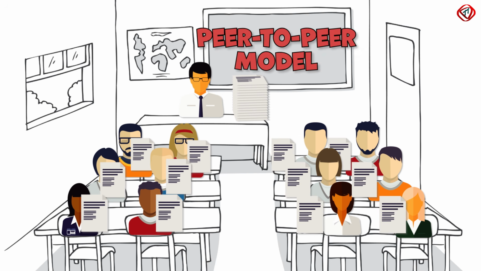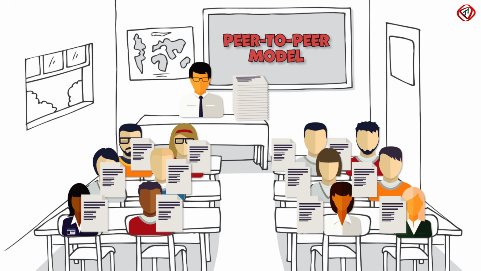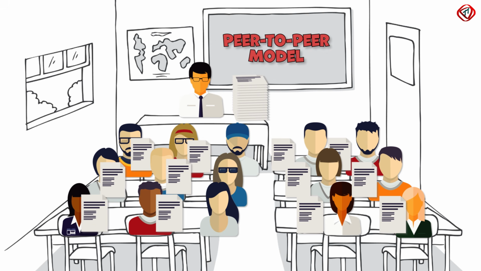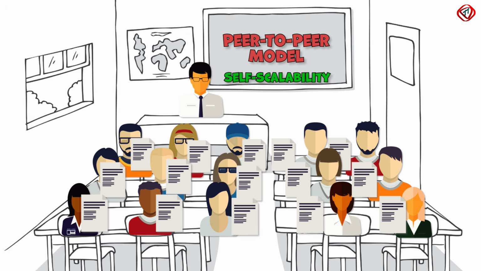This is why peer-to-peer becomes faster as more people join, because more users means more sharing, and more sharing means faster downloads. This property is called self-scalability.